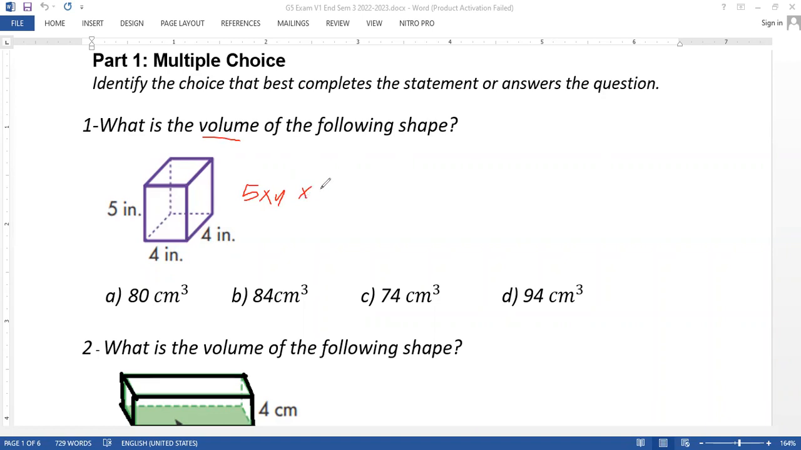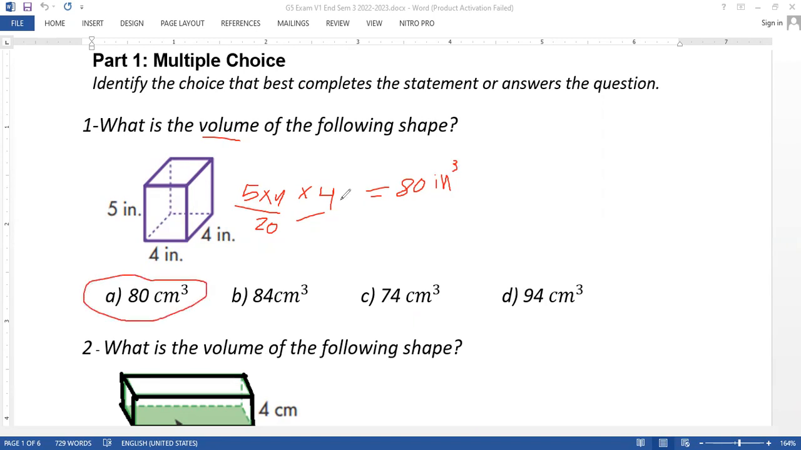So to find the volume, we multiply 5 by 4 by 4. 5 multiply 4 equals 20. Now 20 multiply 4 equals 80. So the answer is 80 inch cubed, I'm sorry. So the answer is A.